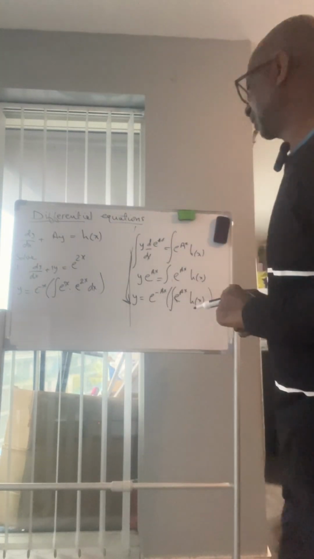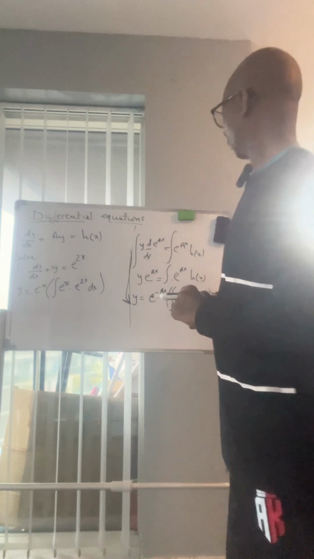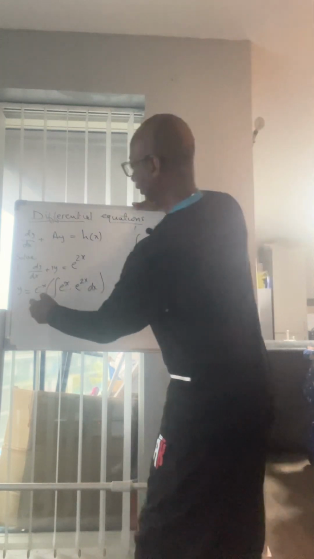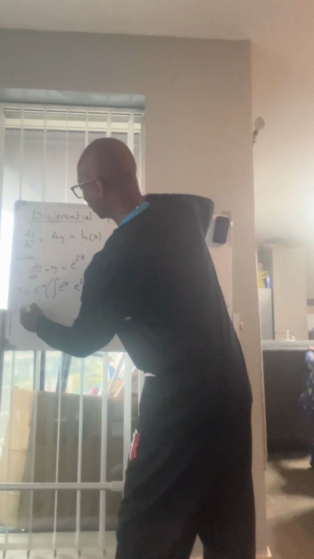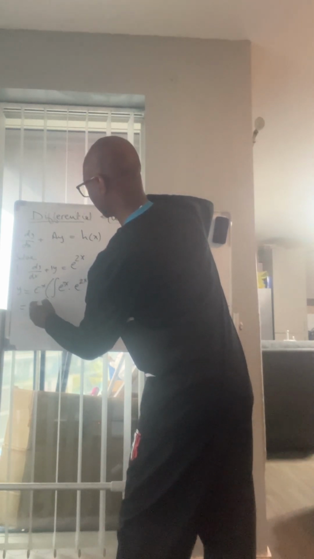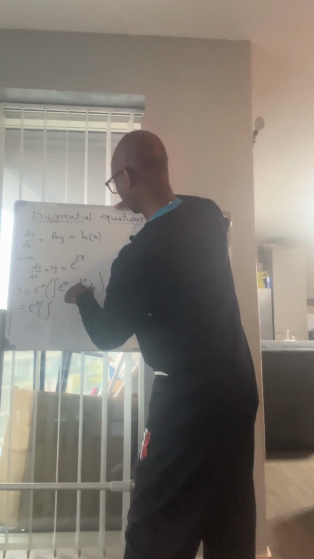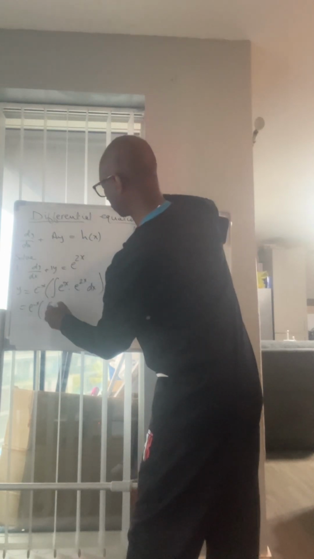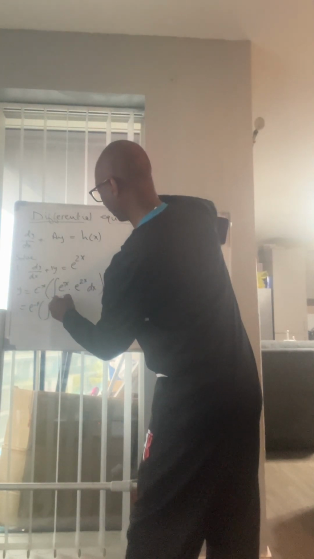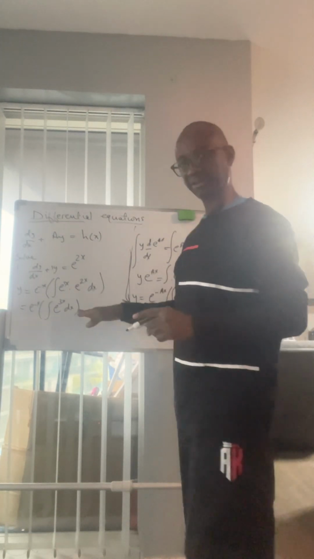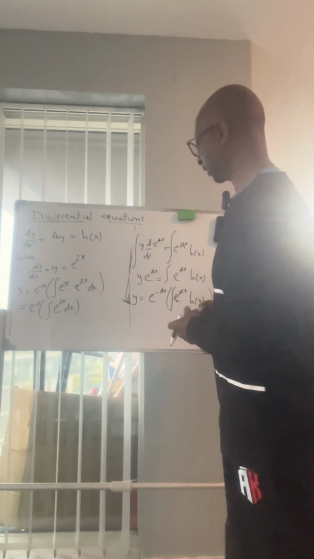But you have to simplify this one. Can you see? You have to simplify this one. This is equal to e raised to the minus x, bracket closes, times the integral of e raised to the x times e raised to the 2x. This will give us e raised to the 3x dx. Lots of indices. You know this from the laws of indices.